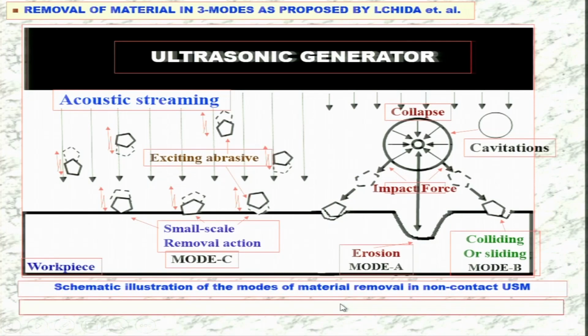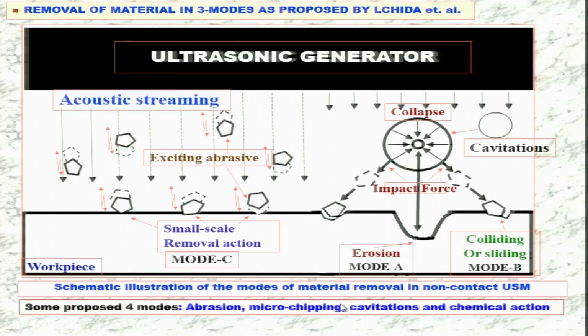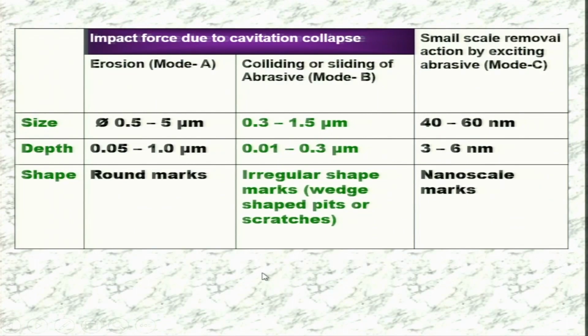Schematic illustration of the modes of material removal in non-contact ultrasonic machining. Some authors have proposed 4 modes: abrasion, microchipping, cavitation and chemical action. Here we are not considering the chemical action. Impact force due to cavitation collapse, the size can be 0.5 to 5 micron. Mode A, the size of the cavity created in mode A, as we have seen in the earlier slide, can be 0.5 to 5 micron, depth can be 0.05 to 1 micron, and shape can be round marks.